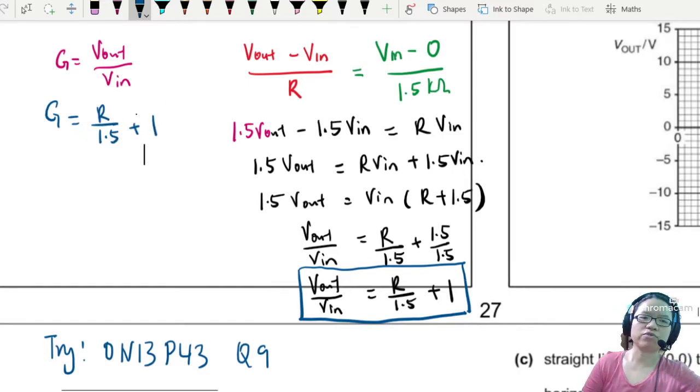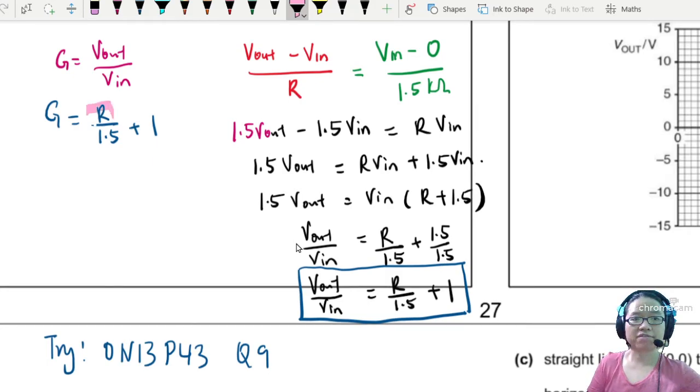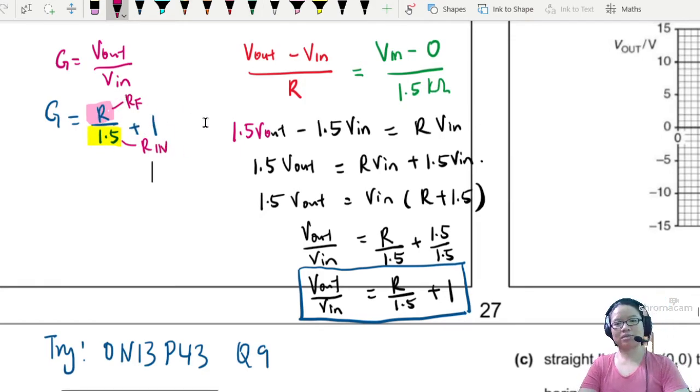So if you look at this carefully, you will notice that the R is the feedback resistor. So this one is actually our RF. I'm going to write here for you. This is RF. Okay, and down here is the other resistor that is connected to the input. This is R in. So you get gain as RF over R in plus 1. And this one is equal to, what's the gain again? The gain is 12.